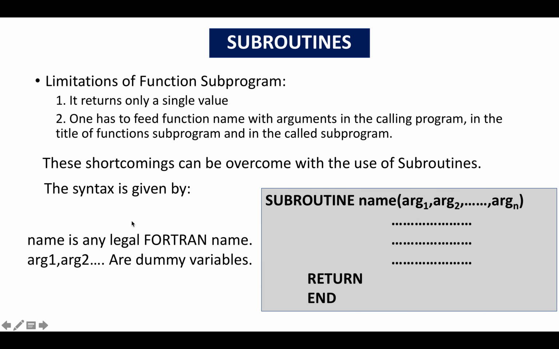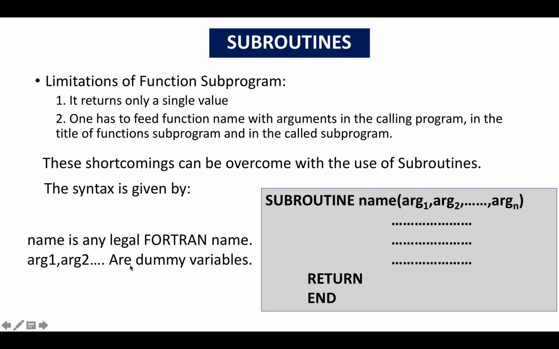The syntax is given by subroutine. Remember, in a function subprogram, we need a data type. And here we do not need any data type because we are not returning the value by its name. So the syntax is subroutine, name of subroutine. In brackets, we have argument 1, 2, 3, and so on, n arguments separated by commas, and a block of statements, either a single statement or any n number of statements, along with the return statement and end. Remember, return is used to return the control to the main program from the subprogram. So the name is any legal Fortran name, which I've already explained, and argument 1, 2, 3 are dummy variables.